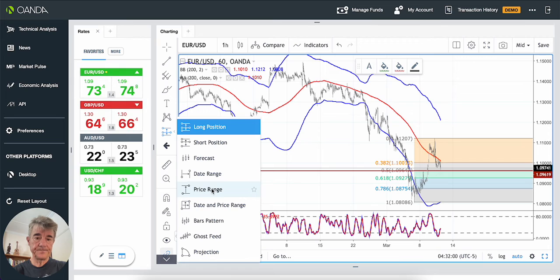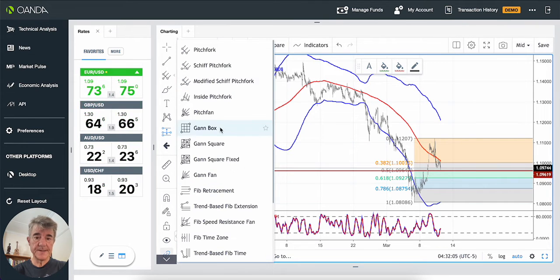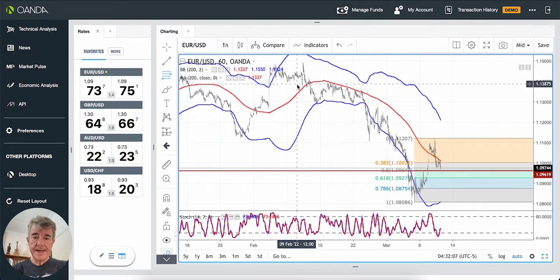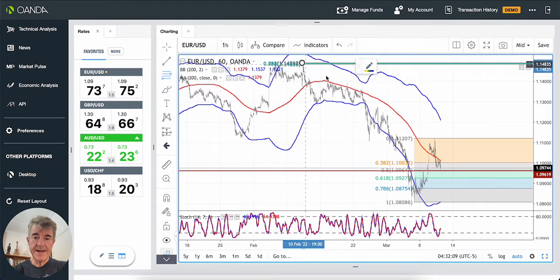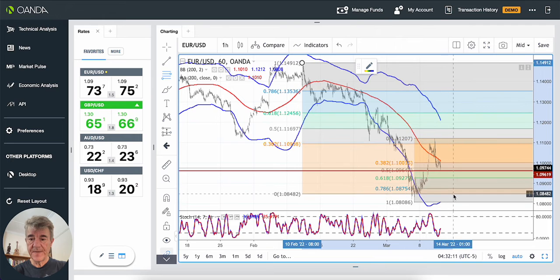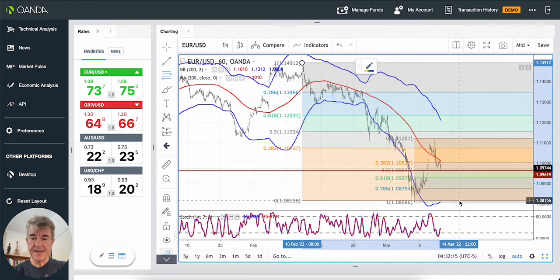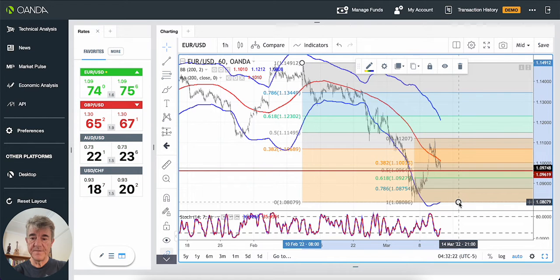If I can just find the Fibonacci retracement, we can put it in from there down to that low, and I'm just going to jiggle it around a bit so you can see it clearly. I'm going to keep it at this expanded view. There's the 38% fib just above where we are at the moment and around about this resistance area.